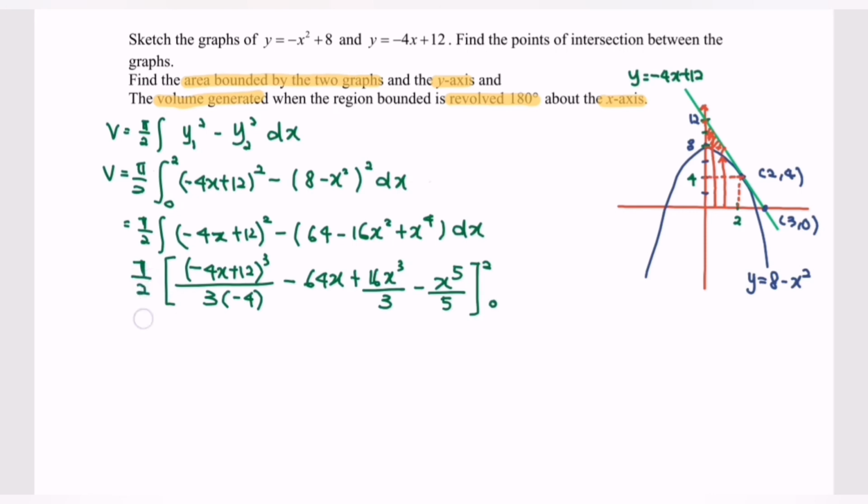Next, substitute the values. Negative 1456 over 15 plus 144. So at the end, the volume would be 352 pi over 15 unit cubed.